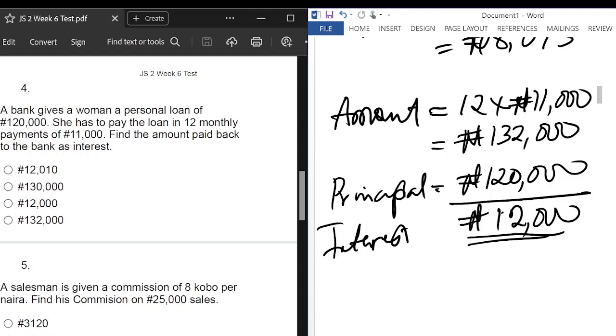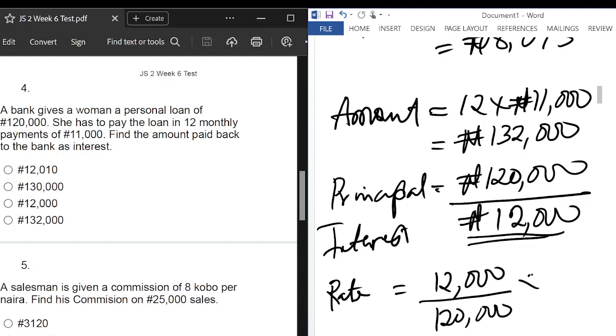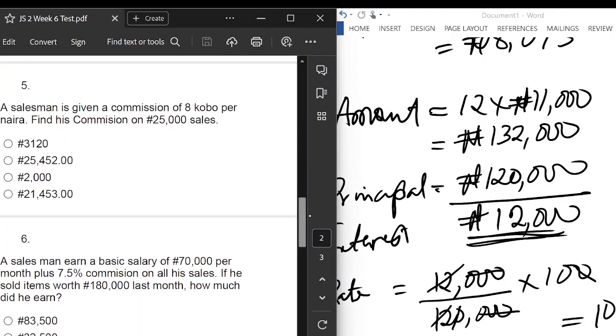You can see there. But sometimes the question will ask you, what is the rate of the interest? To calculate the rate of interest, that will be 12,000 divided by the amount she borrowed, which is 120,000, multiplied by 100. So this zero cancels this zero, and 12 here and 12 here. That means it is 10%. But we are not asked to find that. So our answer is still 12,000 naira.